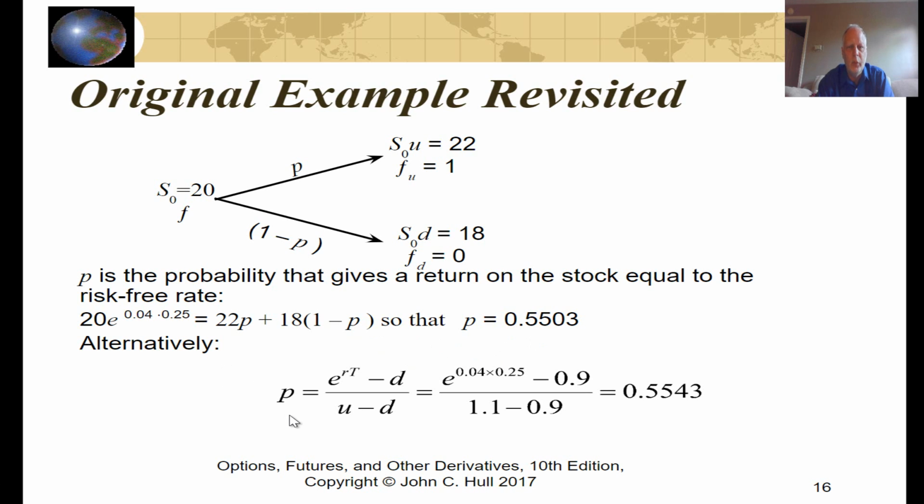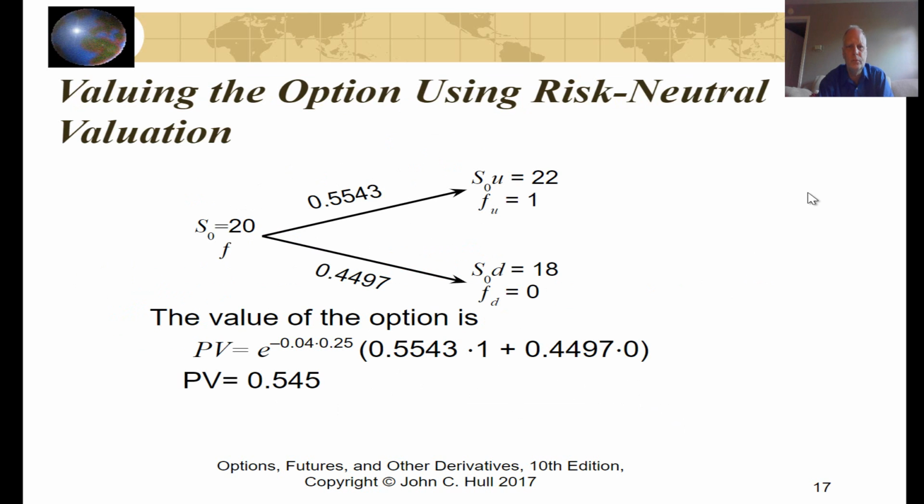Alternatively, we can say P from the previous derived equation is e to the RT minus D over U minus D, e to the R 0.04 times T 0.25. The probability of going down is 0.9 because 18 divided by 20 is 0.9. The probability of going up is 1.1 because 22 divided by 20 is 1.1. And once again, we end up with our P of 0.5543. So using this alternative equation, we can get the same result for valuing our call option.